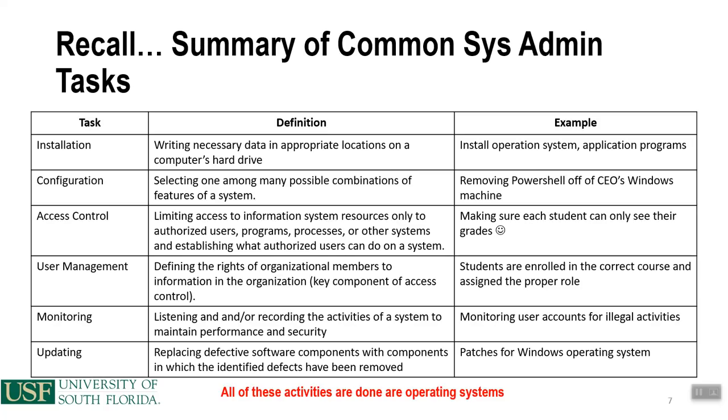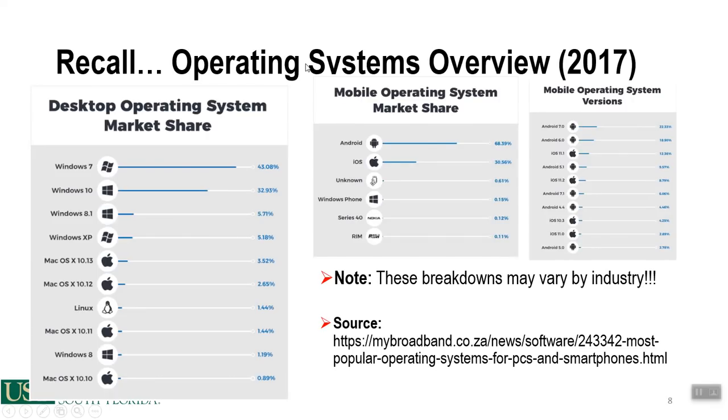on a Friday night. Some of the common systems administration tasks include installation, configuration, access control, user management, monitoring, and updating. And all of these are typically done within the context of an operating system. And remember that there's different types of operating systems that may be available within a network, within an enterprise network, such as Windows 7, Windows 10, different types of Mac OS, Linux, and so on.